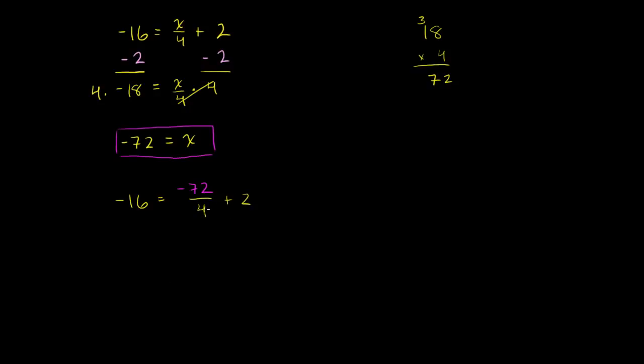So this right-hand side simplifies to negative 72 divided by 4. We already know that that is negative 18. So this is equal to negative 18 plus 2. This is what the equation becomes. And then the right-hand side, negative 18 plus 2, that's negative 16. So it all comes out true. This right-hand side, when x is equal to negative 72, does indeed equal negative 16.